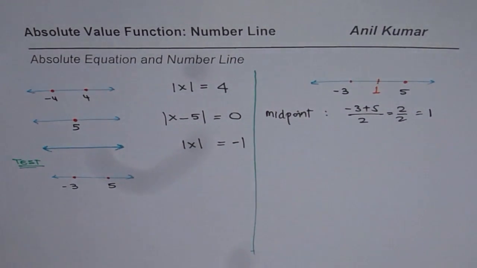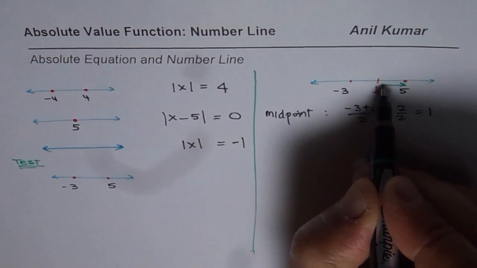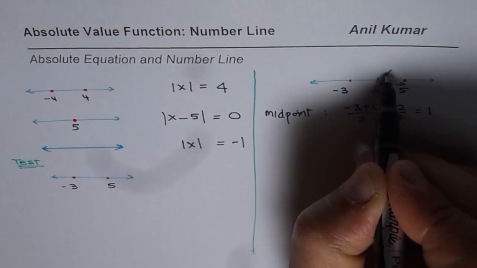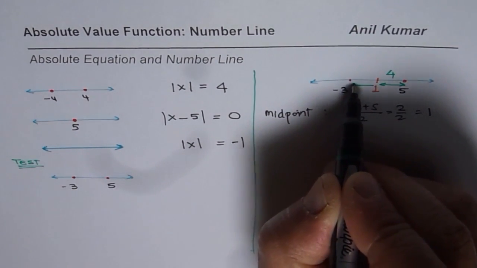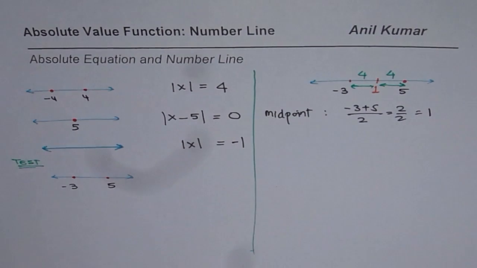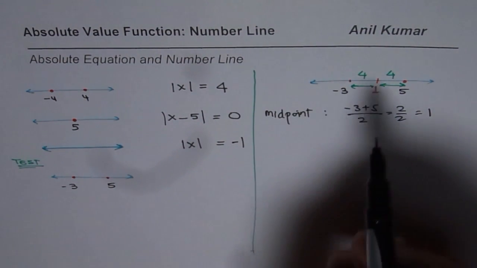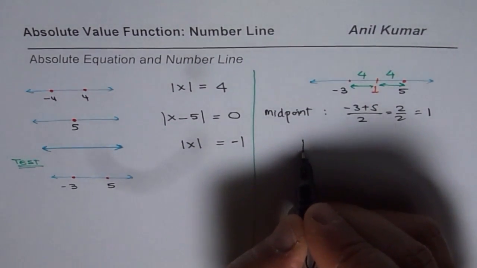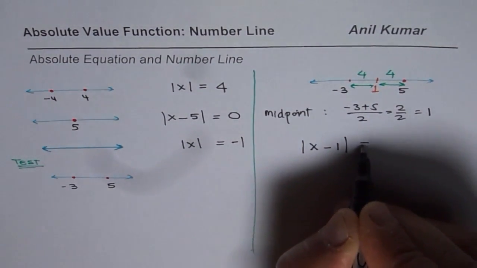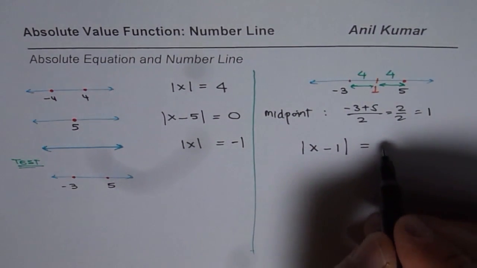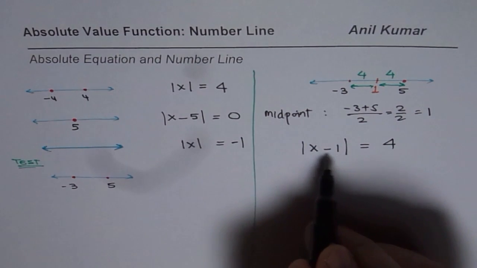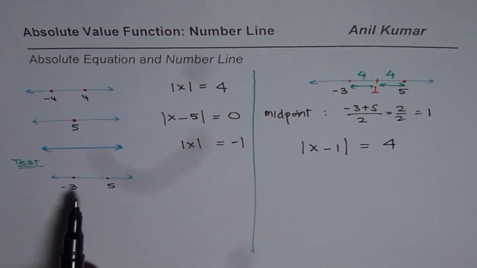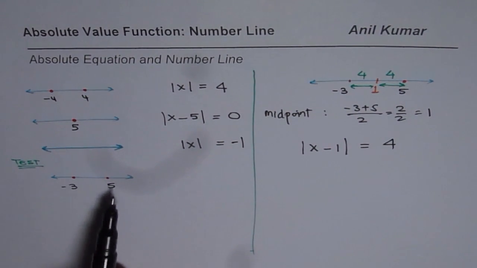Now from the midpoint you have to see how far are the boundaries. So from 1 to 5 we are 4 units away, and from 1 to minus 3 also we are 4 units away. Correct, right? So we are 4 units away from both these points. So basically we could write an absolute function with absolute x translated to 1, which is absolute x minus 1, and you are how much away? 4 units away. So it is absolute of x minus 1 equals to 4, which will be a function whose solution will be minus 3, 5.